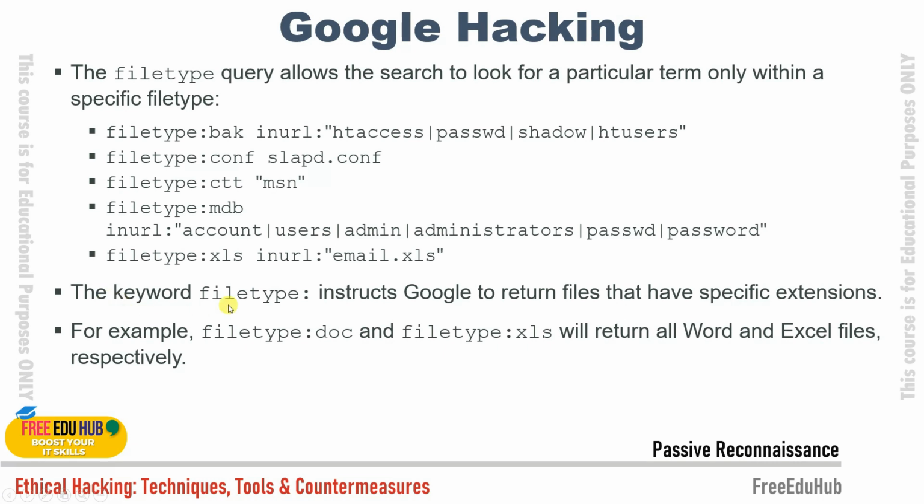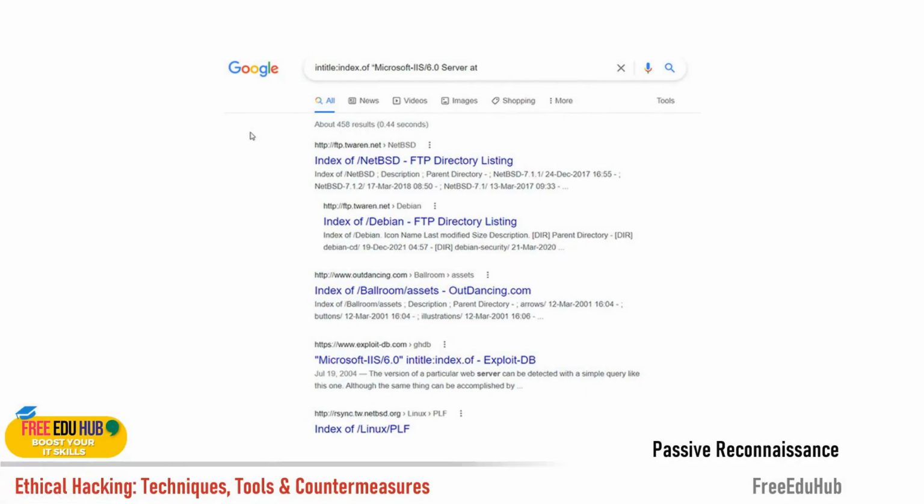So the keyword filetype instructs Google to return the files that have a specific extension. You can type in, for example, doc for a Word document, xls for an Excel file, and so on, if you have any specific things that could be searched.